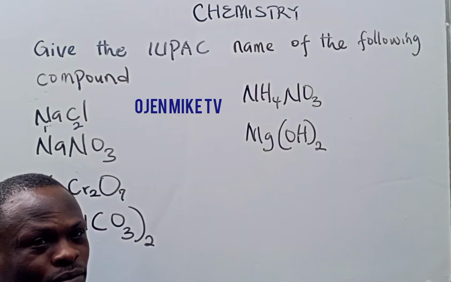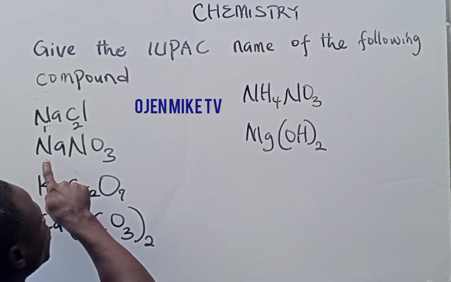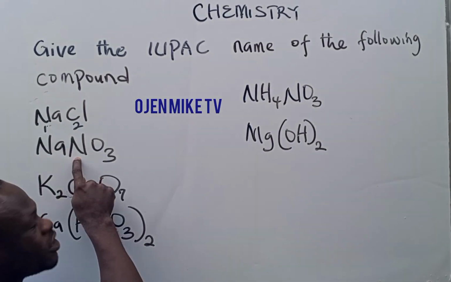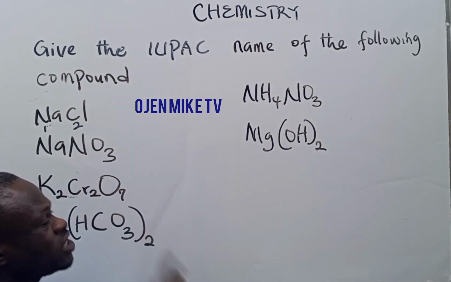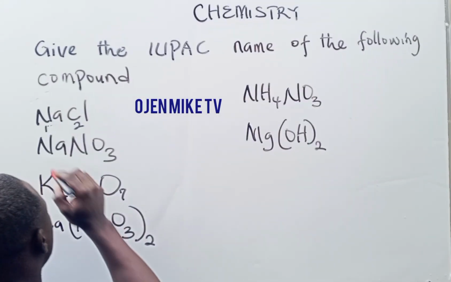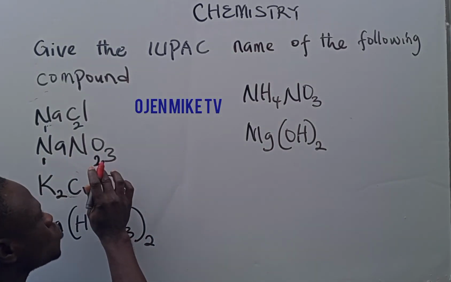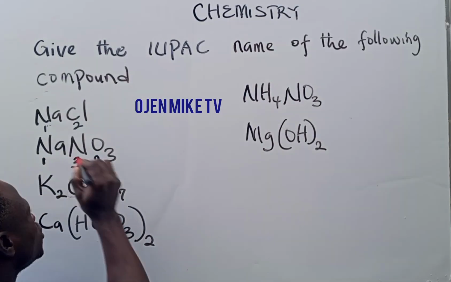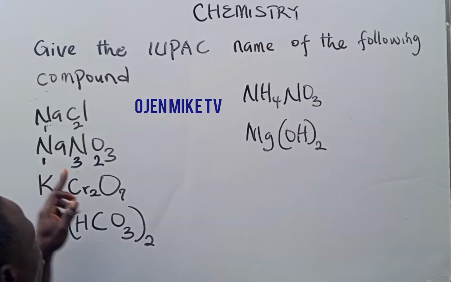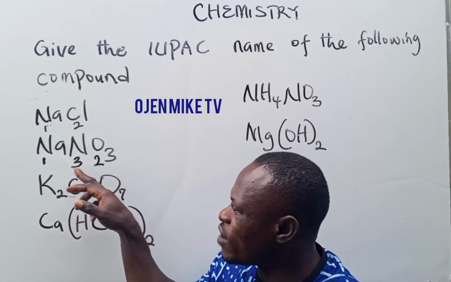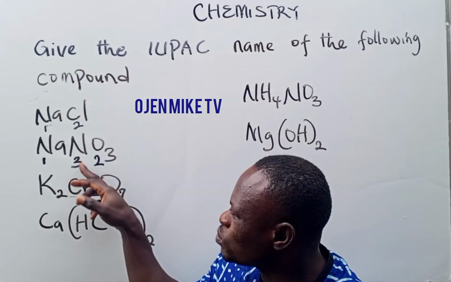Then if the elements are free, like in the case of this one, we have sodium here, we have nitrogen here, and we have what? Oxygen here. How do you name it? You are going to name this one first, then you now come to this one second. You summarize with this one. So look at 1, 2, and 3. So you are going to summarize with this one.